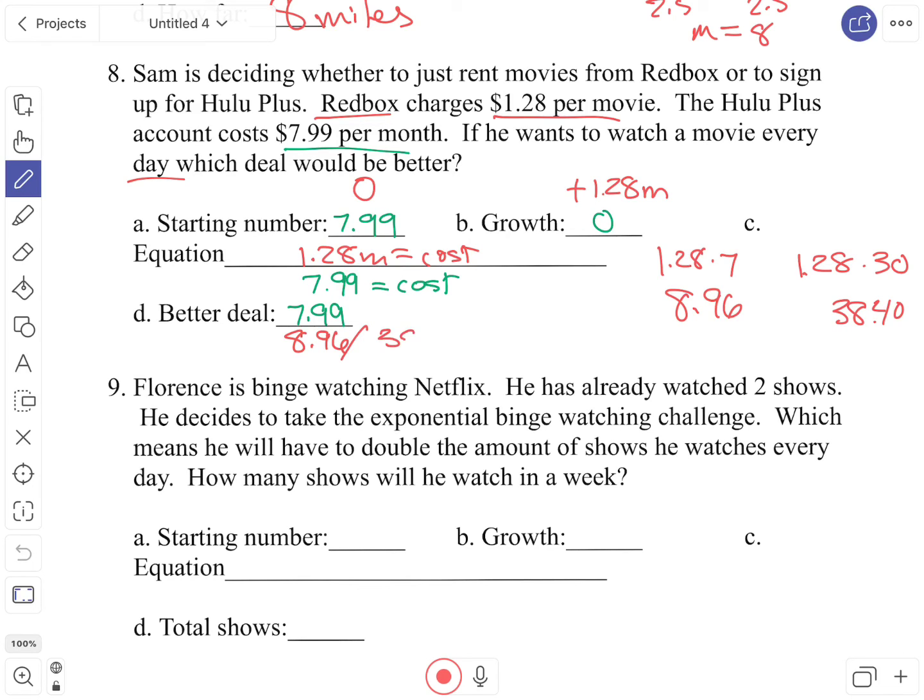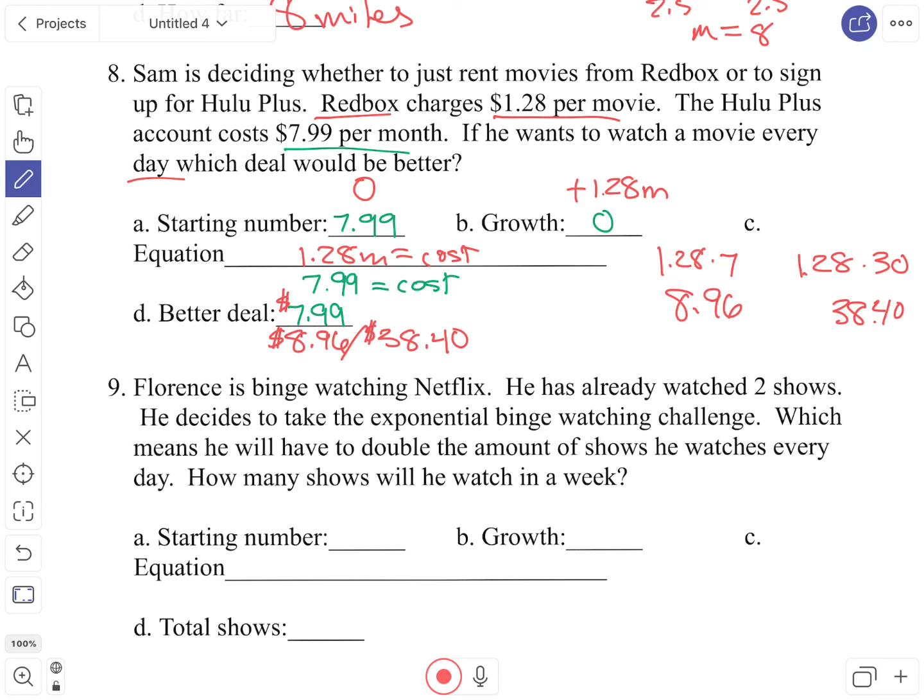So I think we can probably say, as long as you don't care what movies you're watching, Hulu is probably going to be a better deal. If you care, well, then Redbox might be the better, and you just may have to spend more or watch less. Okay. All right, number 9.